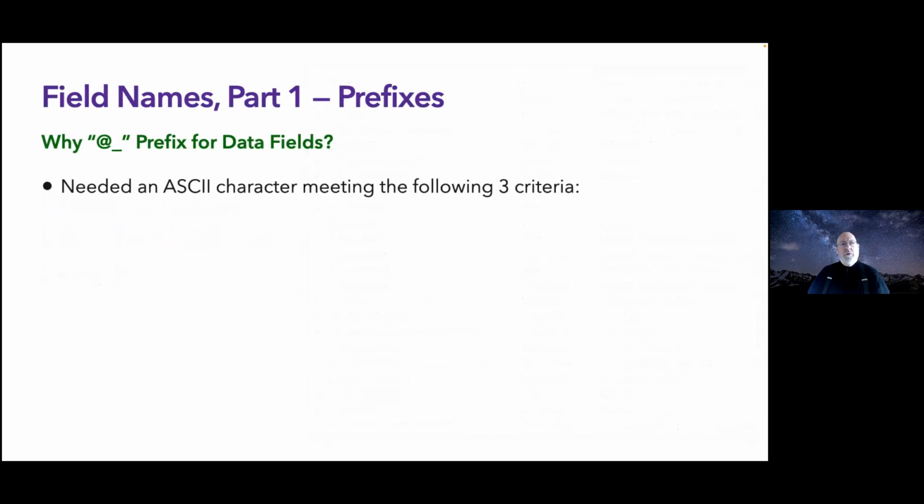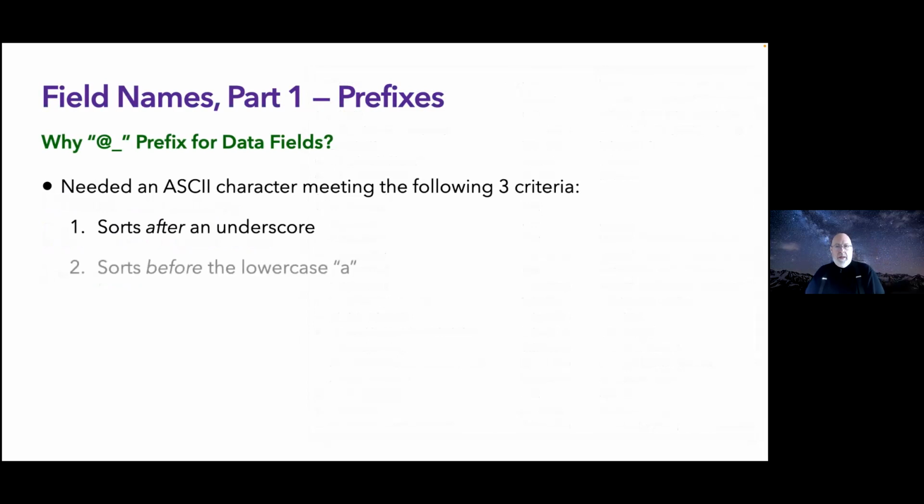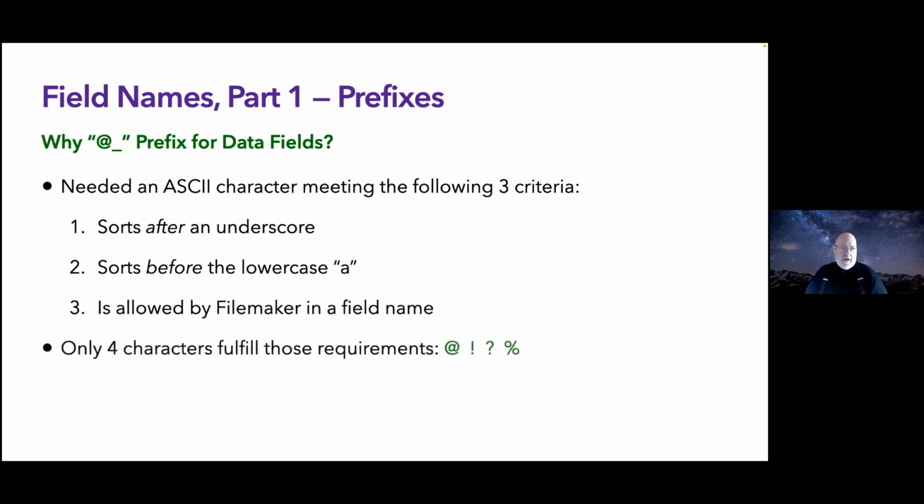So I said we're going to circle back to the add-on @, so let's do that. I needed an ASCII character meeting the following 3 criteria. It sorts after an underscore, because underscores, we've already discussed what those go for. And then it needed to sort before a lowercase a, and it is allowed by FileMaker in a field name. And there's only 4 characters that meet that criteria: the @, exclamation point, question mark, and the %.